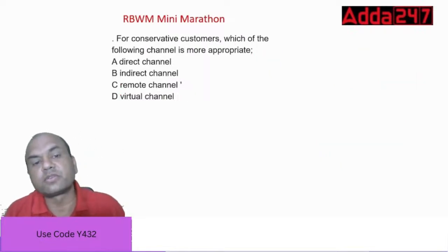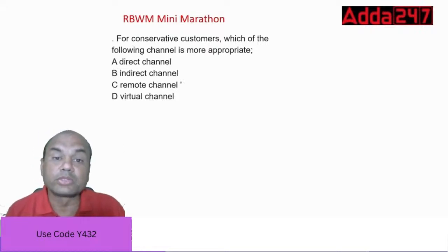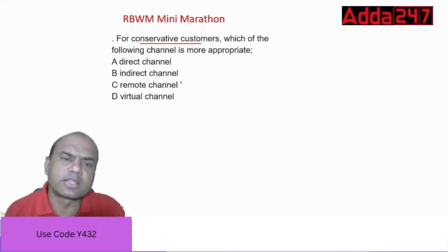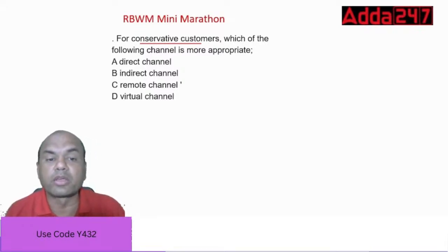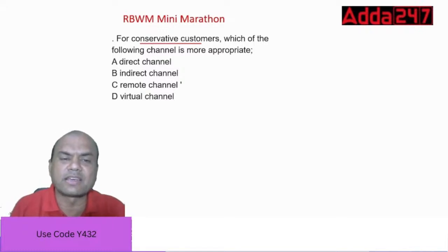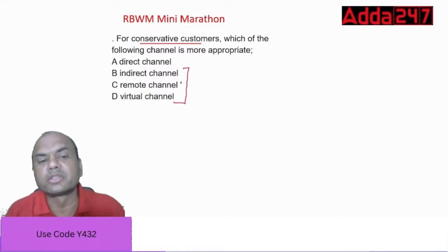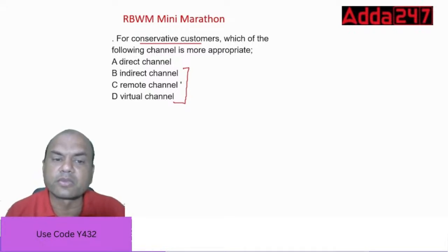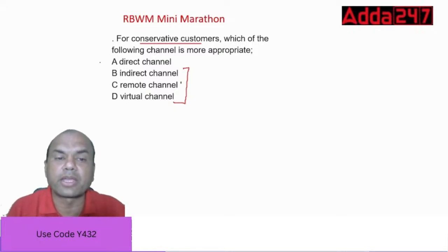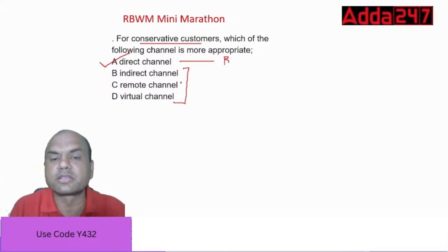For conservative customers, which of the following channel is most appropriate? Conservative means what? The one who does not want to take any risk. So it is direct, indirect, remote, and virtual. Indirect, remote, virtual, all these three are roughly the same, isn't it? Suppose if I say internet banking, is this indirect, remote or virtual? It's all. If I say app banking, is it indirect, remote or virtual? All, right? So for conservative customers, we have only direct banking, direct channel. It is the banking branch. The customer goes to the branch and then does all the operations, right?